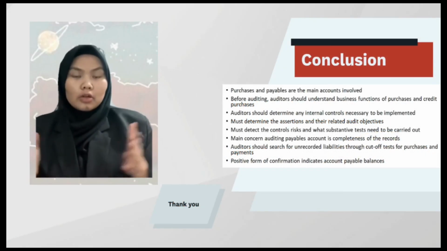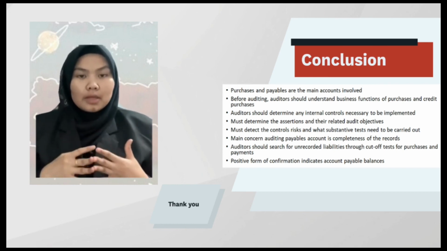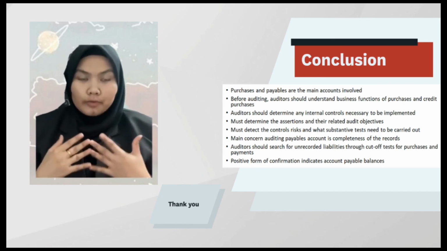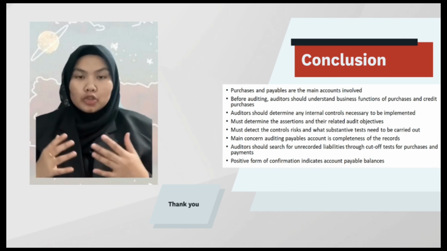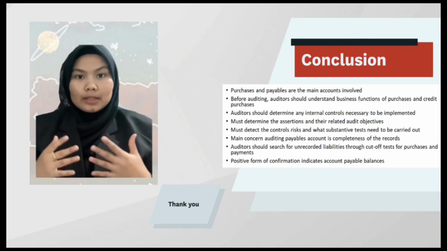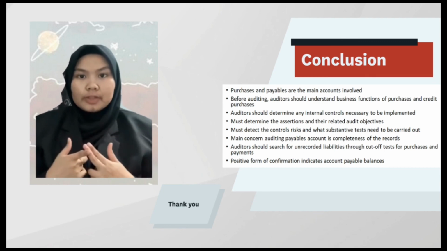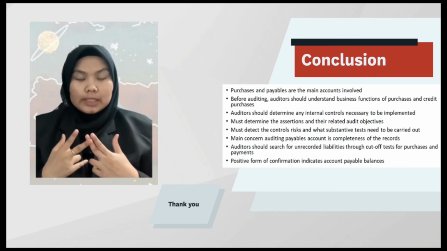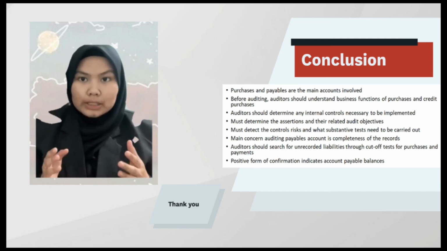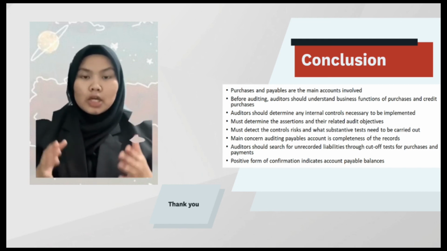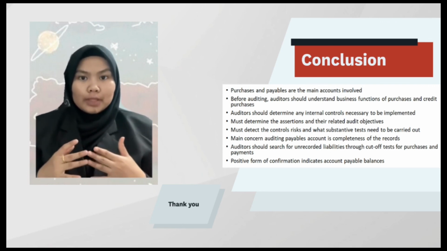So after all this explanation, we can see that purchases and accounts payable are the main accounts involved when auditing the purchase cycle. Before auditing, auditors need to make sure that they understand the business functions of purchases and credit purchases in the client's company. Auditors also should determine any internal controls that are necessary to be implemented during assessing the control risk of the purchase cycle.